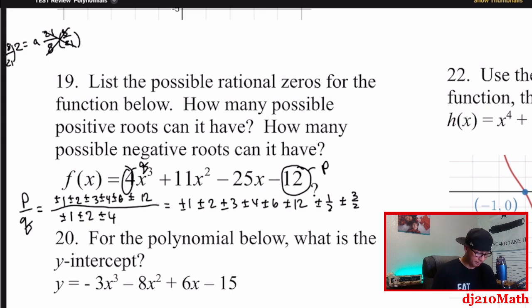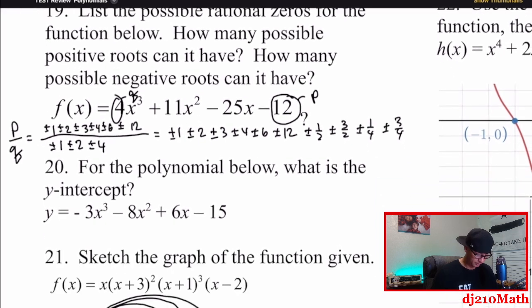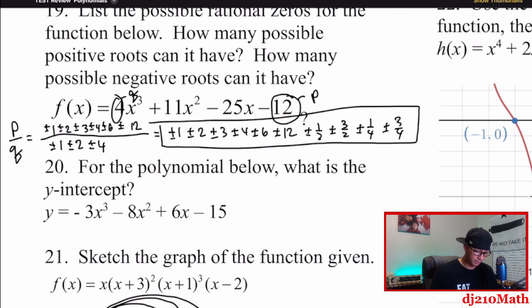So then each of the top numbers over 4. Plus or minus 1 over 4. Plus or minus 2 over 4. No, 2 over 4 is 1/2. 3 over 4, plus or minus 3 over 4. 4 over 4, that's on the list. 6 over 4, which is basically 3 over 2, which is on the list. And then 12 over 4, which is 3, which is on the list. So here are a list of all the possible roots.